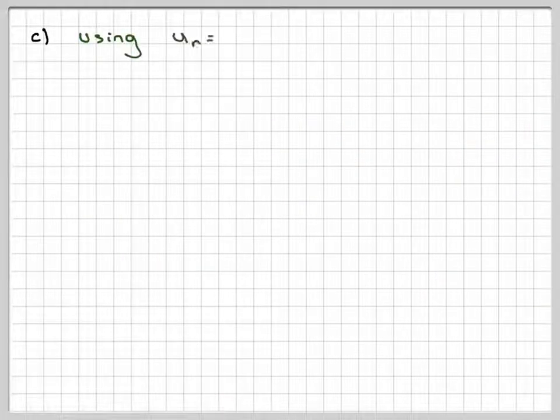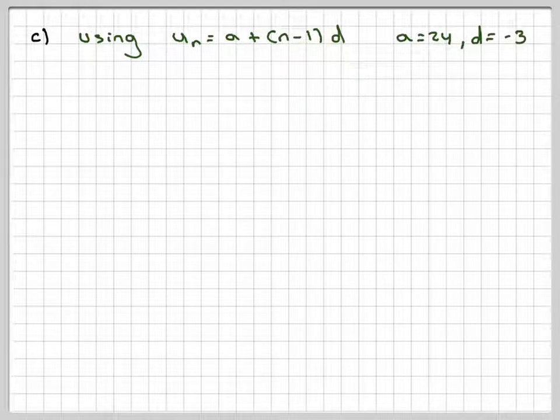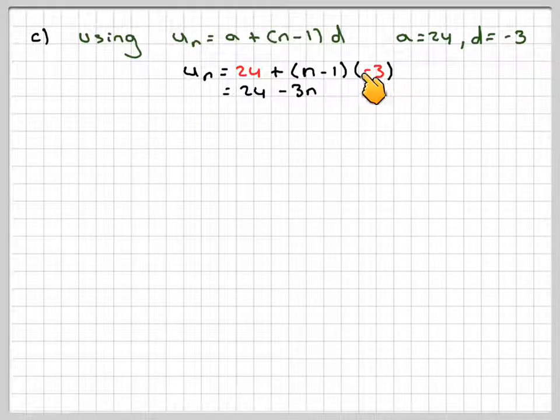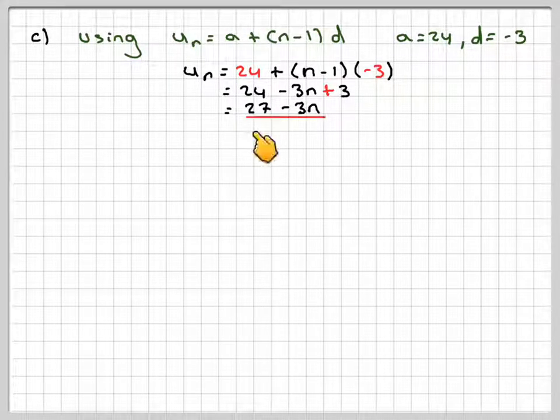Right, carrying on. So using Un is a plus n minus 1 times d, and a is 24 and d is minus 3, we've got that Un will be a, which is 24, plus n minus 1 times minus 3, which is going to be 24 minus 3n. Minus times minus 1 makes plus 3, so just be careful there with the minus sign. 24 plus 3 will make 27, so the nth term is 27 minus 3n. So basically, to find the nth term, we take the nth term formula and then we just simplify it, leaving n in our answer.